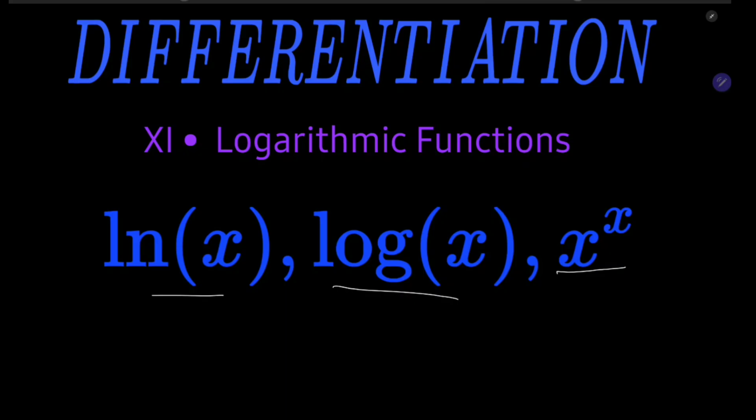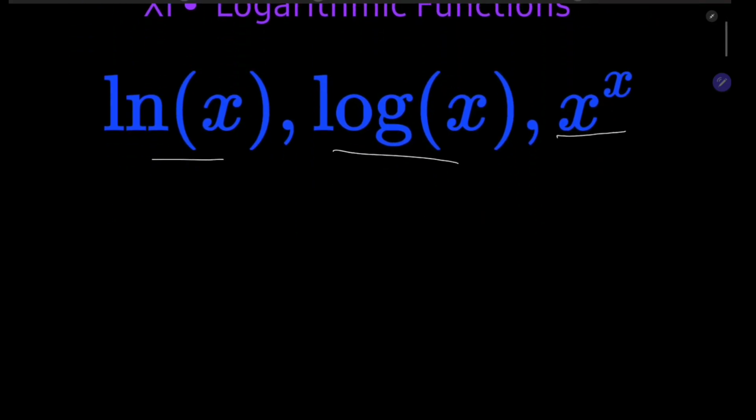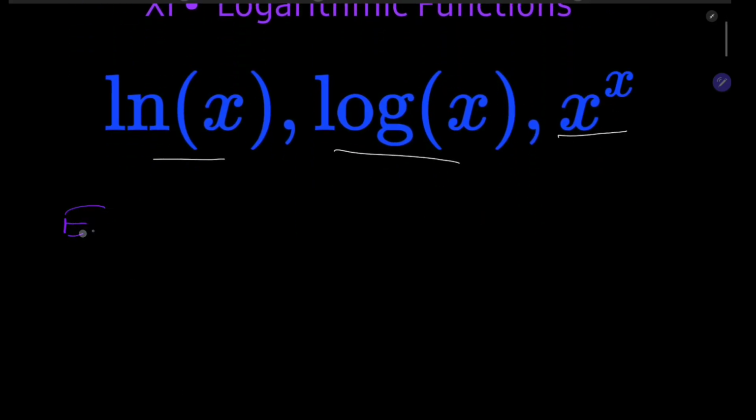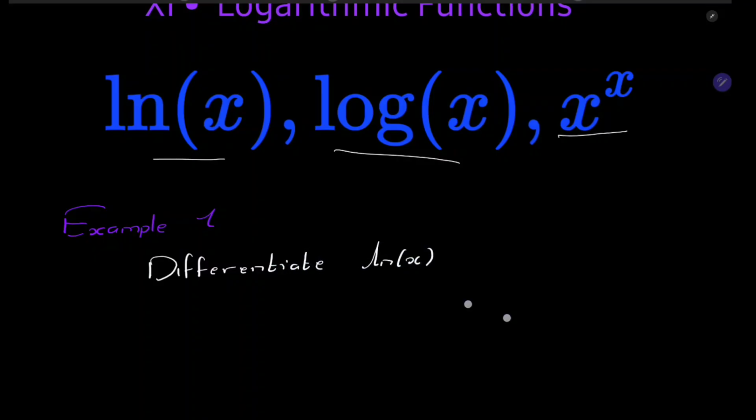So first of all, we are going to start with the function ln x. We'll call that example 1 as always. And what does example 1 state? Differentiate ln of x.